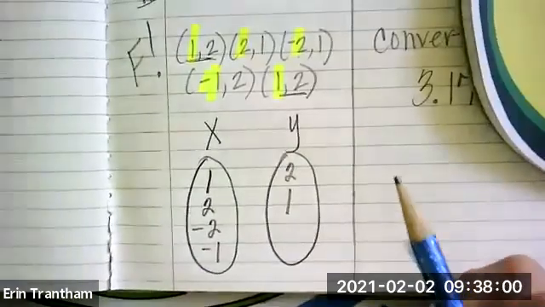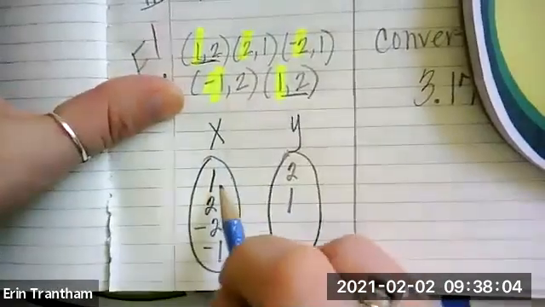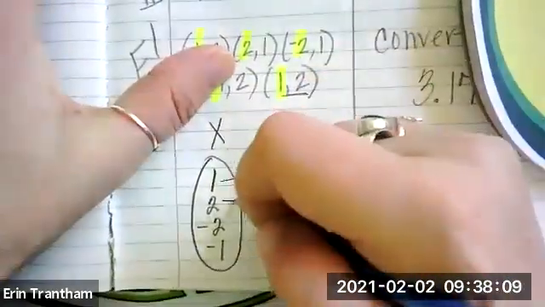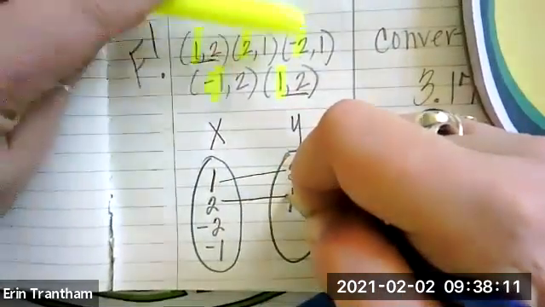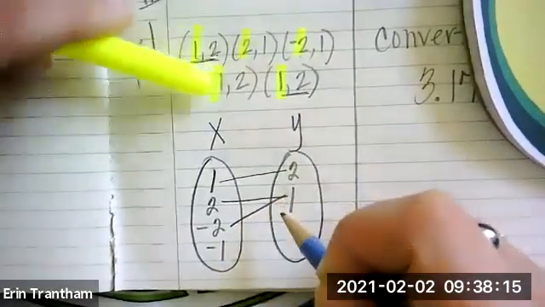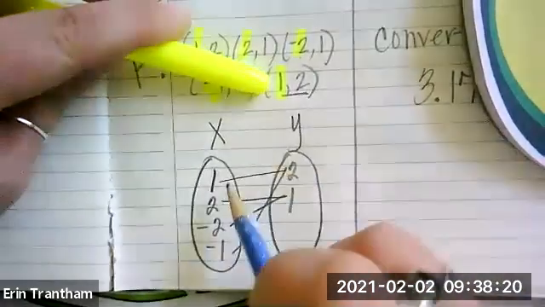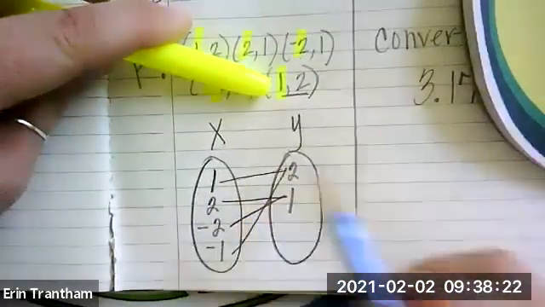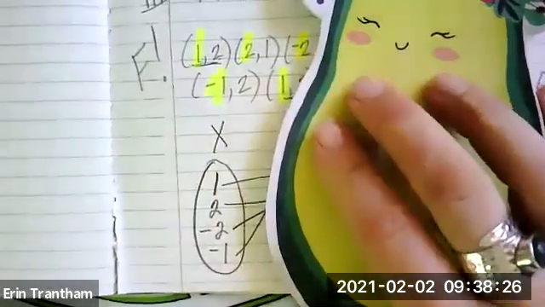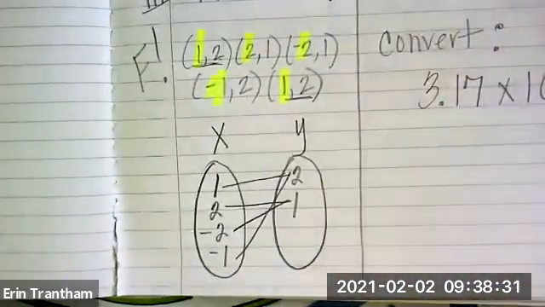Okay, so now we're going to draw a line connecting the input to the output that goes with it. So 1 had an output of 2. 2 had an output of 1. Negative 2 had an output of 1. Negative 1 had an output of 2. And then 1 had an output of 2. There's already a line there, so I'm not going to redraw it. How many lines are coming off of each input? 1. Function.